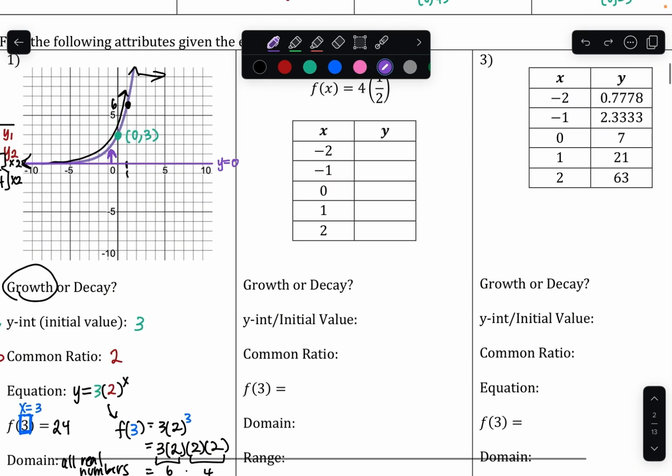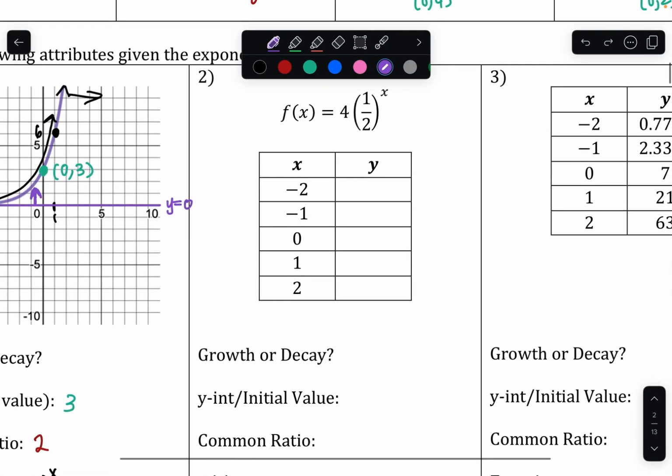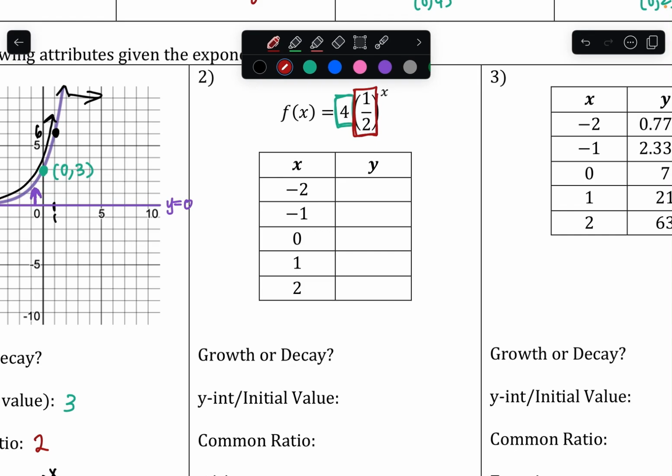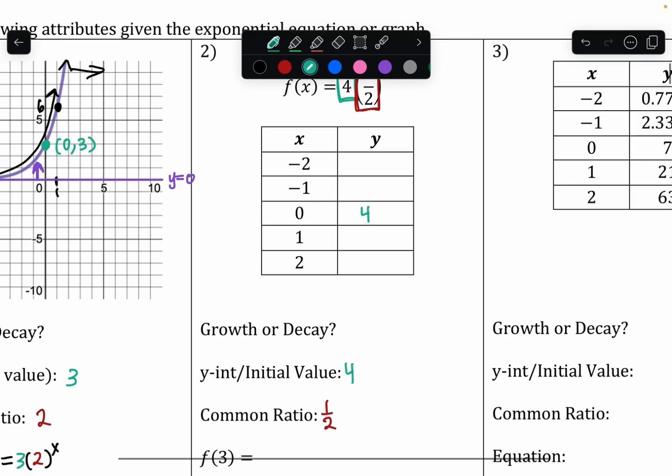Okay, so for this next example, we are given the equation. I can see right off the bat that my y-intercept is 4, and my common ratio is 1/2. Okay, common ratio is 1/2. My initial value is 4. So I'm going to fill that in on the table.